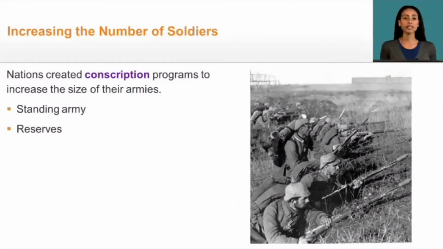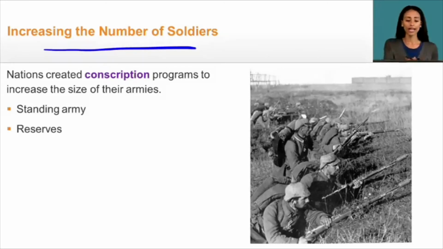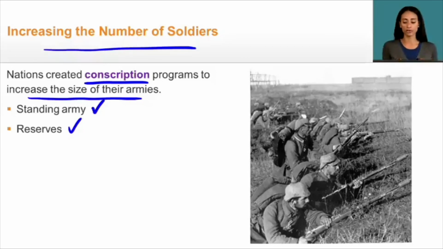So militarism can be seen in the form of the arms race that we saw in the naval competition between Great Britain and Germany. But we can also see militarism through the increasing number of soldiers on the ground. Now, nations, as a result of growing militarism and the arms race that's happening leading up to World War I, are creating what we call conscription programs. You might also know this as a draft, basically forcing all men of a certain age to enlist in the army. And the reason they're doing this is to increase the size of their armies, which includes both a standing army and sometimes reserves. And we'll talk about kind of the difference between the two.